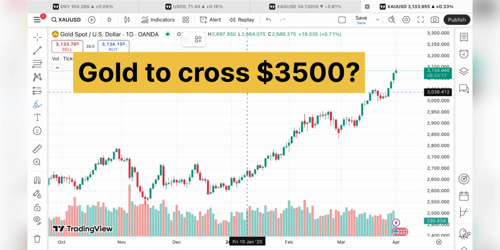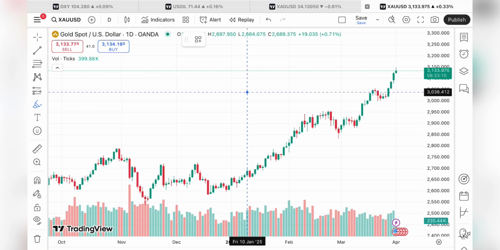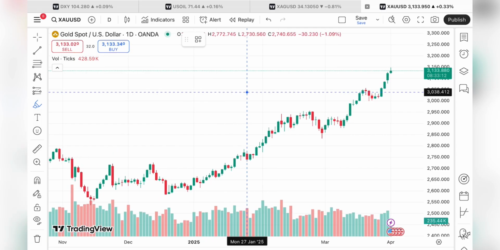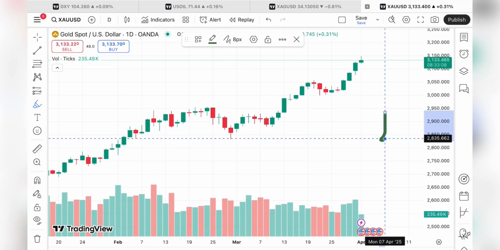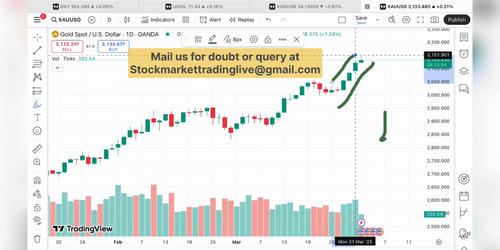So today in this video I'll explain how the price of gold has moved in the last 2 days and how the price of gold can move in the next 2 days. If you look at the chart of gold, gold has been continuously moving upside for 4 days, as you can see in this particular chart.